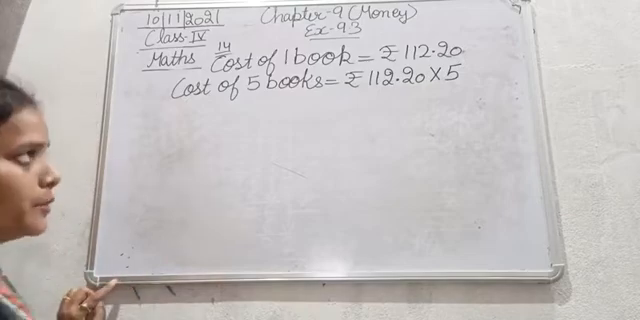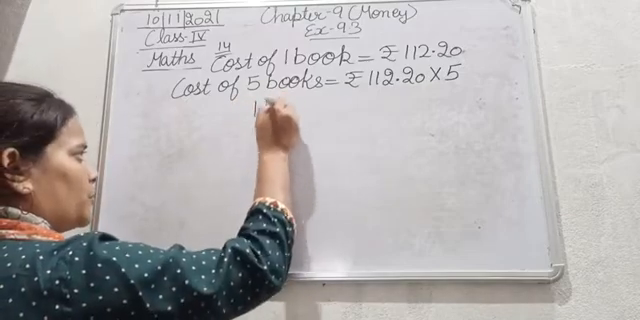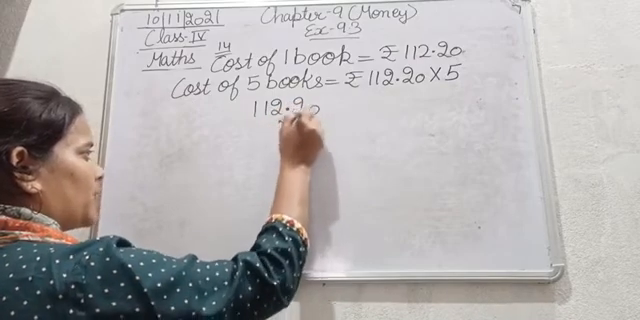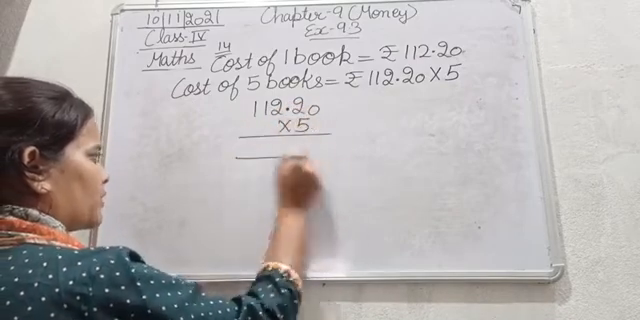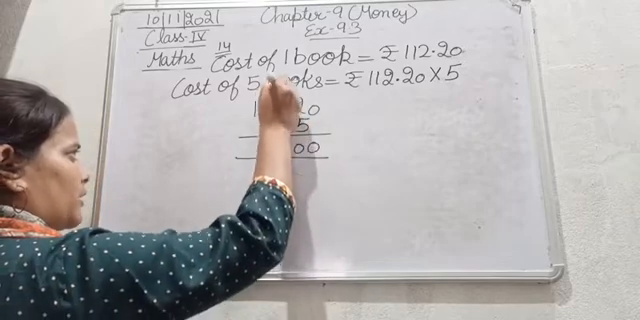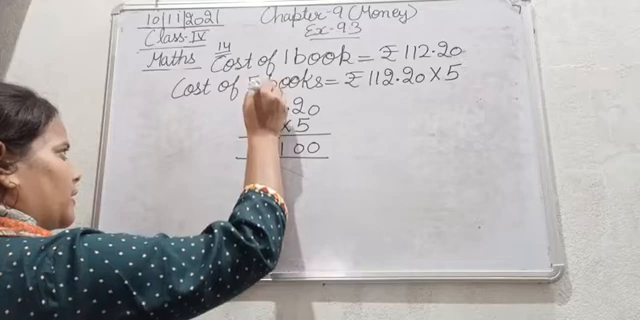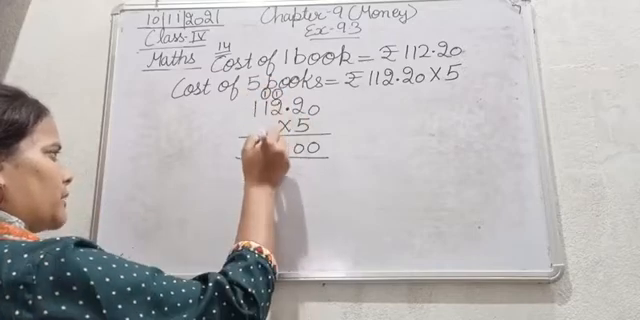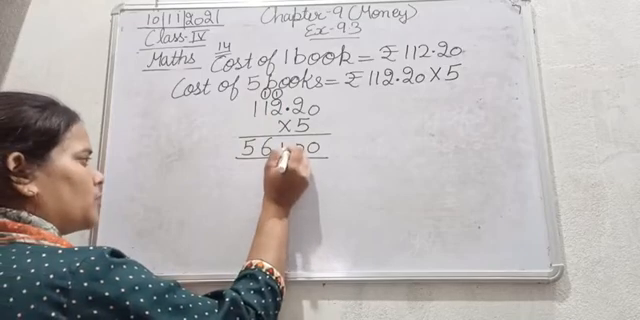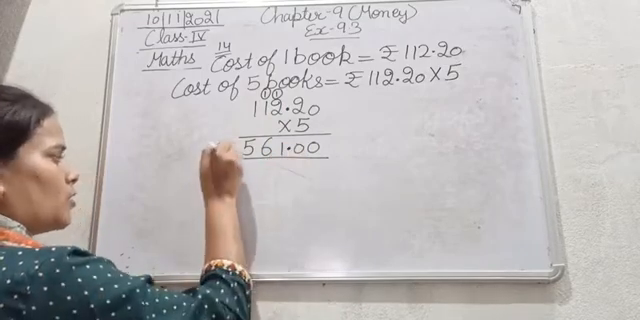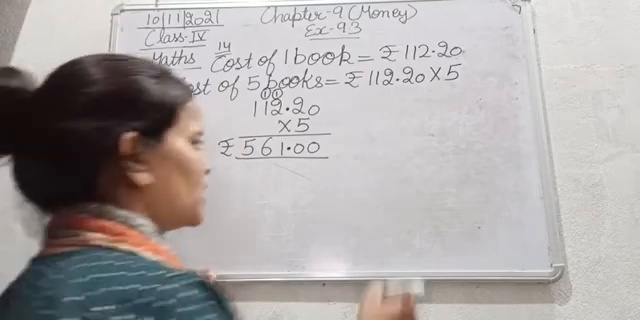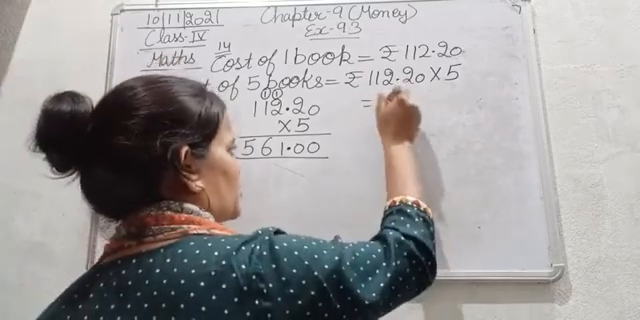So let's find out 112 rupees 20 paisa multiplied by 5. 5 zeros are 0, 5 twos are 10, 5 twos are 10 plus 1, 11, 5 ones are 5 plus 1, 6, 5 ones are 5. Now put the point. So the cost of 5 books is 560 rupees.